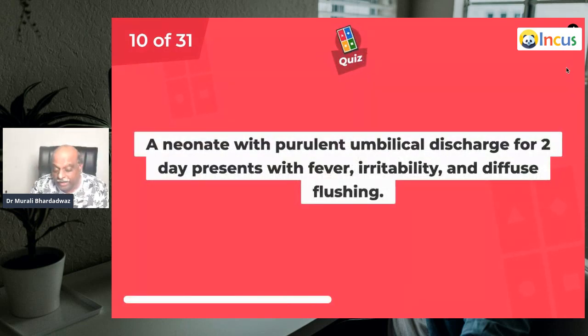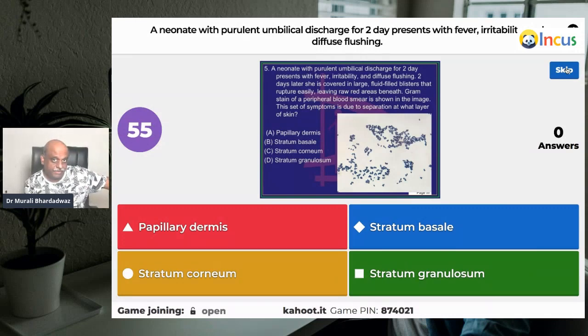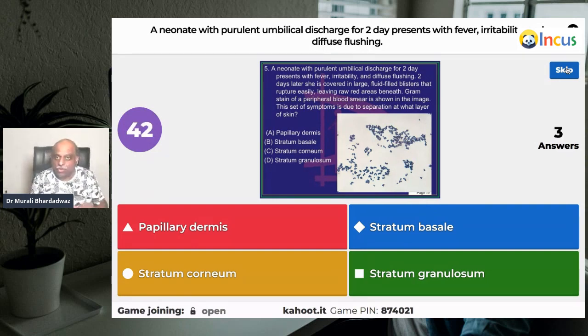A neonate with purulent umbilical discharge for 2 days with fever, irritability, diffuse flushing. 2 days later, there are large fluid-filled blisters that leave a raw area. The Gram stain of the peripheral blood smear is being shown to you. The symptoms of his skin are because of the separation of what layer of the skin? So first of all, if you can recognize based on this story, what is this organism? You know what I'm talking about, and accordingly you will crack the right answer. So let us see. A neonate with purulent umbilical discharge.